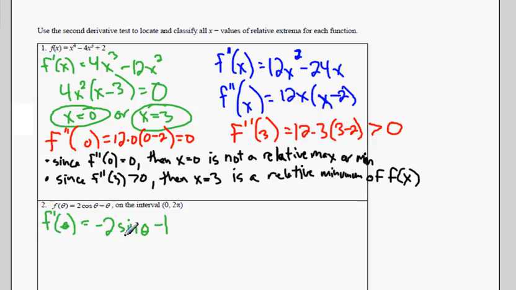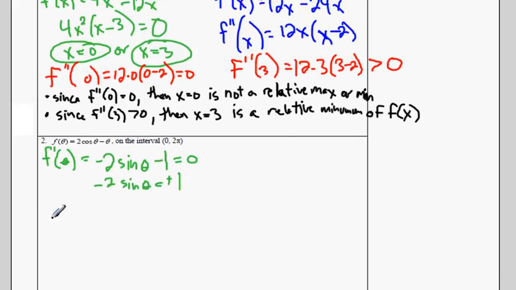Okay, so when I take the derivative of f of theta, derivative of cosine is negative sine, so I get negative 2 sine theta. Derivative of negative theta is negative 1. Let's set this equal to 0. Let's add 1 to both sides. Negative 2 sine theta equals positive 1. Let's divide both sides by negative 2, so I get negative 1 half.